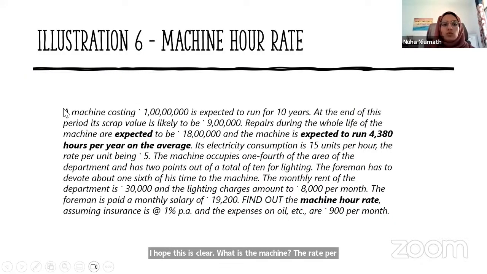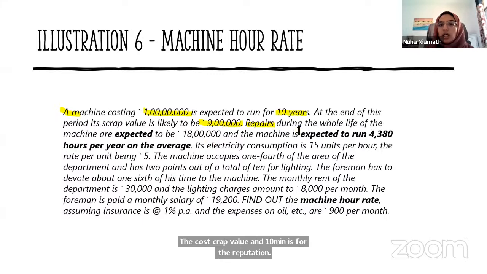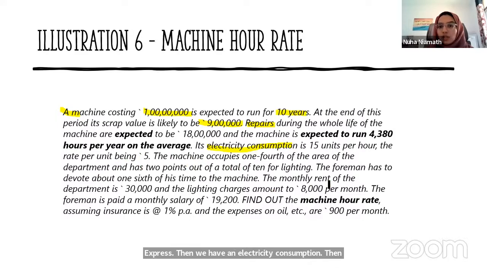There are multiple expenses given here. So let's break it down. We have the depreciation. We can use the cost, scrap value, and 10 years for calculating the depreciation expenses. Then we have the repairs expenses. Then we have the electricity consumption. Then the foreman's time devoted monthly. We have a rental expense here. We have lighting charges. We have the foreman's salary. And we have the insurance at 1% and the expenses on oil. So roughly you can say that we can divide these expenses into fixed and variable. Depreciation is a fixed expense. Repairs would become a variable expense.